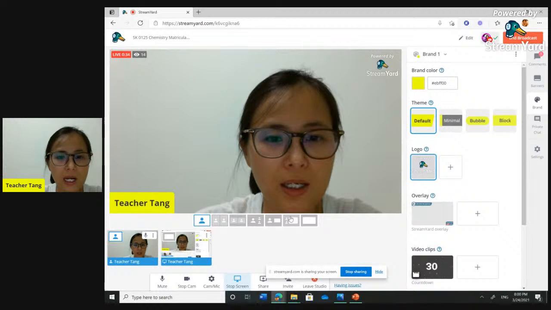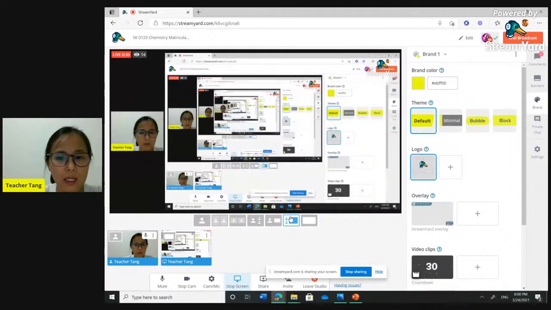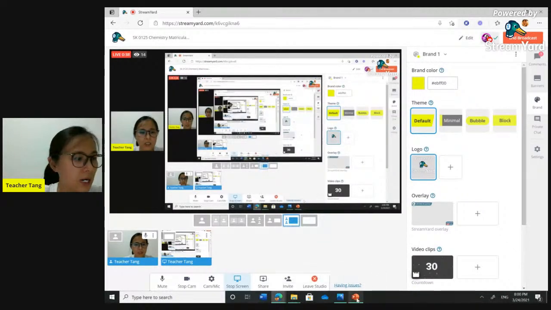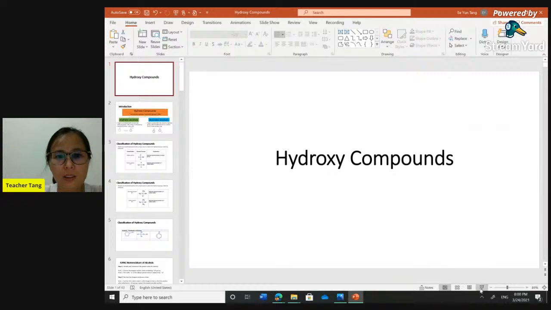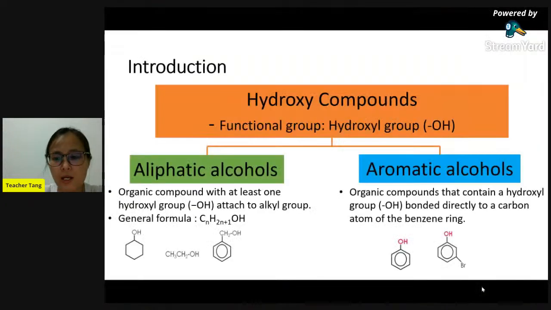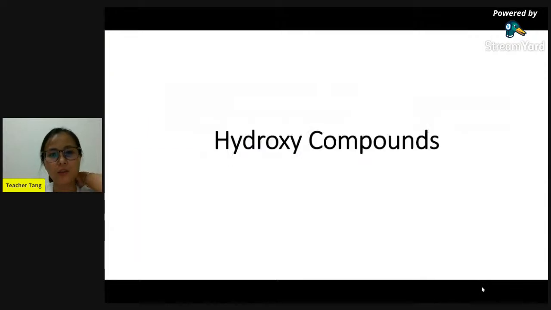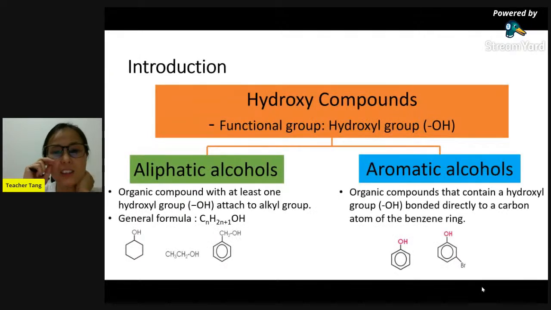Tonight our class will be on hydroxy compounds. Introduction: hydroxy compounds basically refer to compounds with the functional group hydroxyl group. All hydroxy compounds will have the hydroxyl group attached to somewhere.